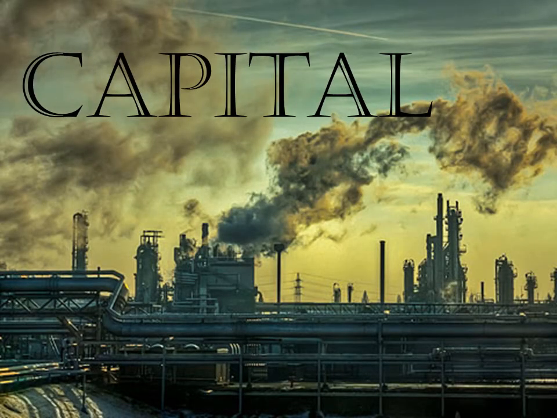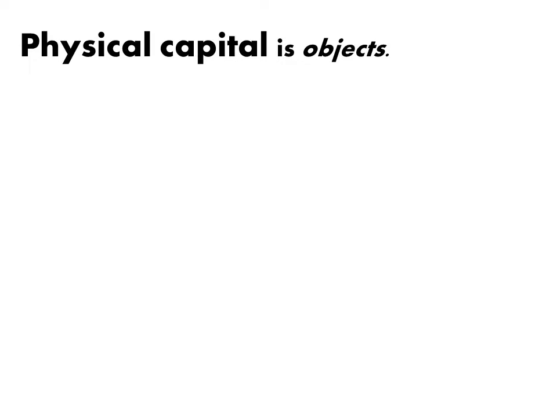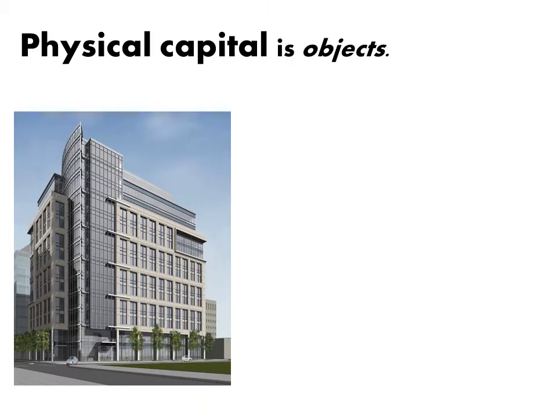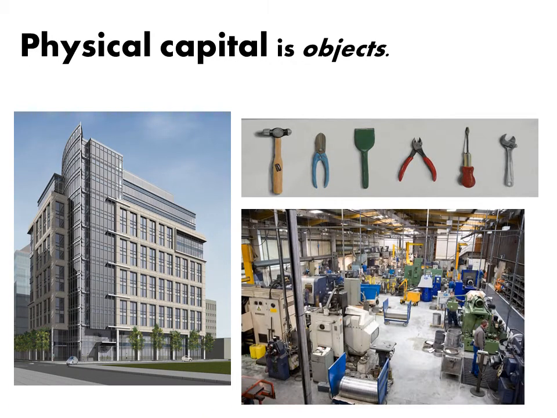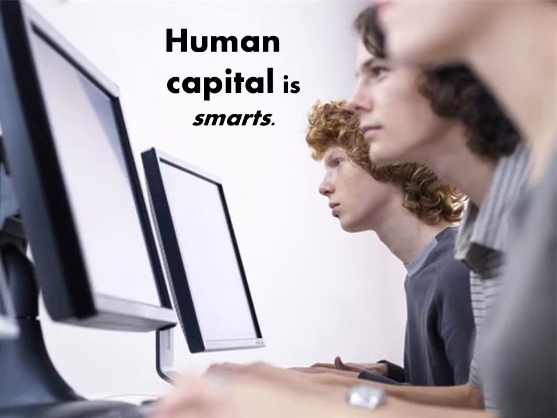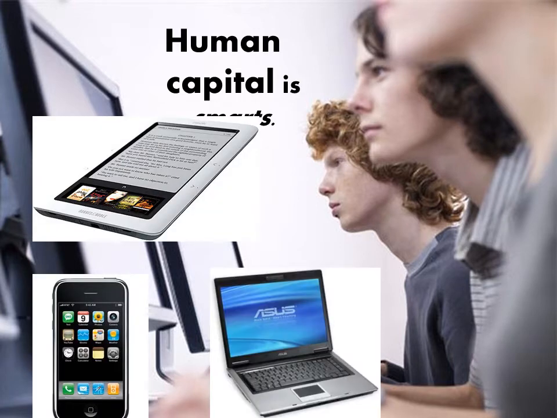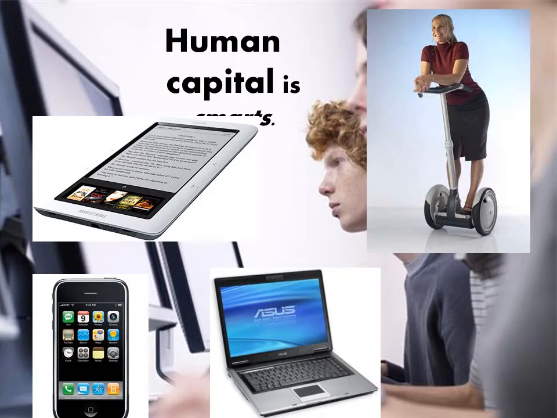Capital is any human-made resource used to create other goods and services, such as buildings or machines. Physical capital is objects, like buildings, tools, and machinery. It saves large amounts of time and increases knowledge of equipment and productivity. Human capital is smarts, the knowledge gained through education and experience. As more and more advances are made in technology, there is a greater need for this human capital.